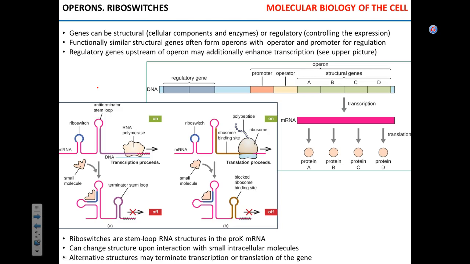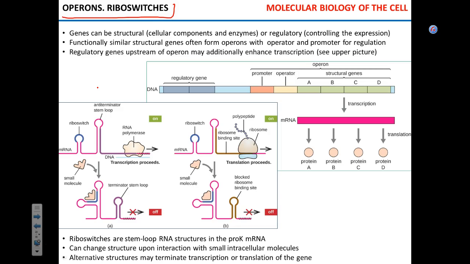But the question is, how do the cells do that? Turns out that they have various regulatory mechanisms. Regulatory mechanisms that are incorporated in the DNA or RNA, and we're going to talk about two of those mechanisms, the operons and the riboswitches.